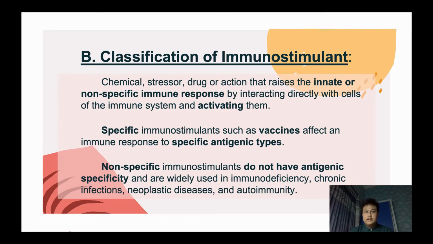A chemical, drug, or action that raises the innate or non-specific immune response by interacting directly with cells of the immune system and activating them is called an immunostimulant. Because there is no memory element, the effect is likely to be of short duration. Specific immunostimulants such as vaccines affect an immune response to specific antigenic types. Non-specific immunostimulants do not have antigenic specificity and are widely used in immunodeficiency, chronic infection, neoplastic disease, and autoimmunity. Classes of immunostimulants include colony-stimulating factor, bacterial vaccine, interleukin, interferon, vaccine combination, viral vaccine, and therapeutic vaccine. Immunostimulants that do not fit into these categories are classified as other immunostimulants.